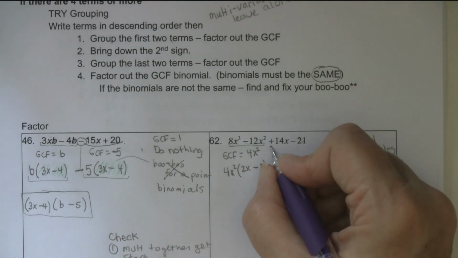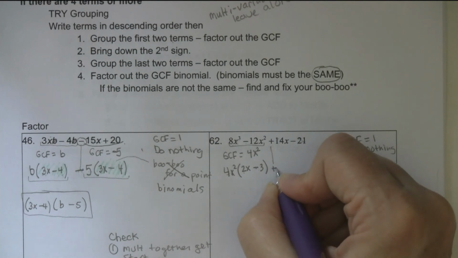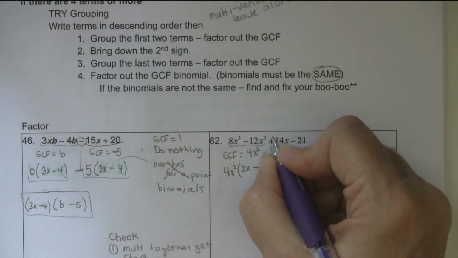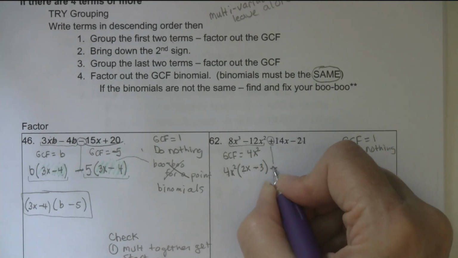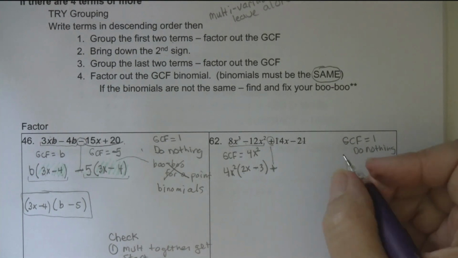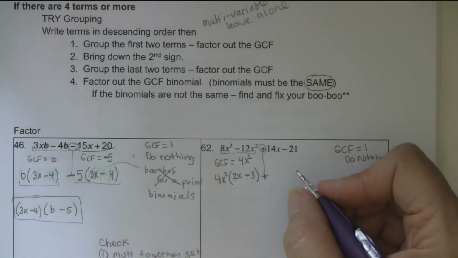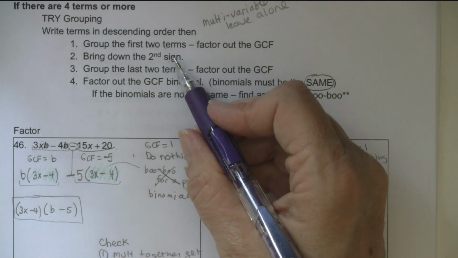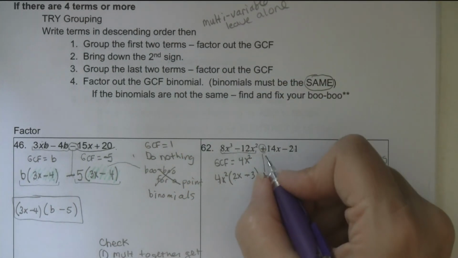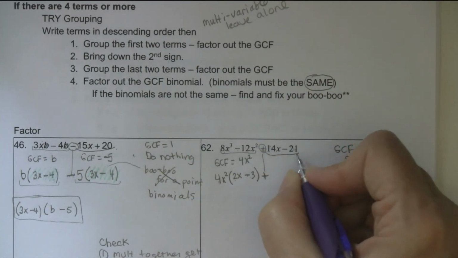Bring down this sign, and you smile to yourself when you bring down that sign, because whatever it is, that's going to be the sign in between. It's the most common boo-boo not to bring down the sign, and so that's why it's a whole step on its own. Bring down the sign. And now I'm looking at, well, what's the greatest common factor?